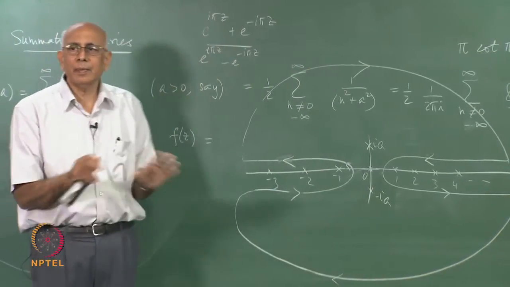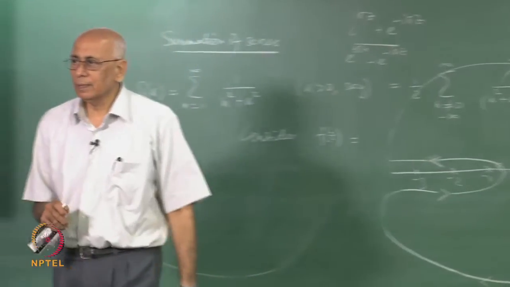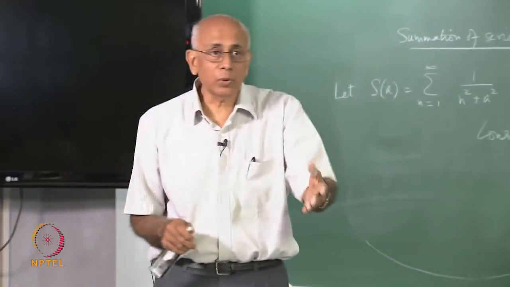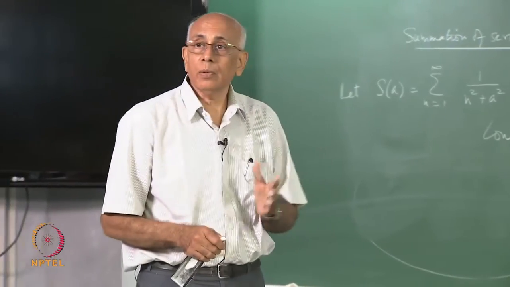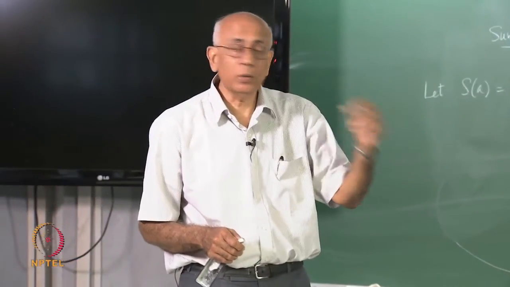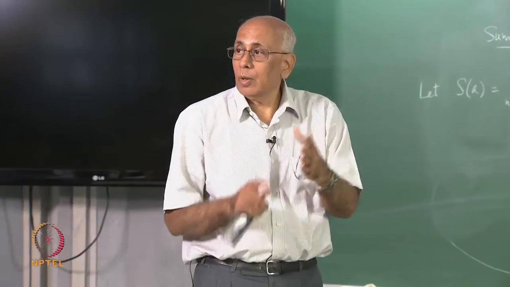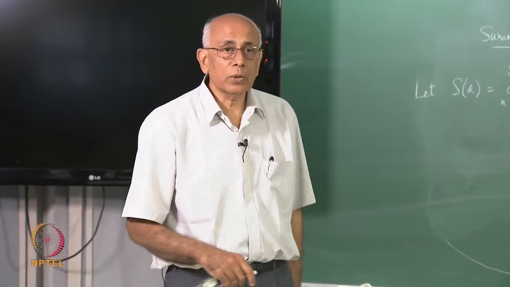So, cot pi z remains bounded always, unlike e to the pi z, which will blow up if z goes to positive real values, e to the minus pi z will blow up if z goes to negative real values, e to the I pi z will blow up if z goes to negative imaginary values, and so on.